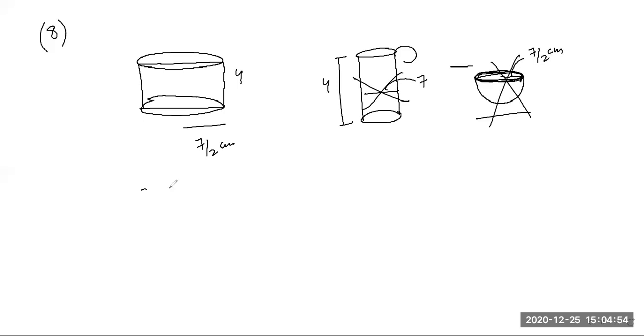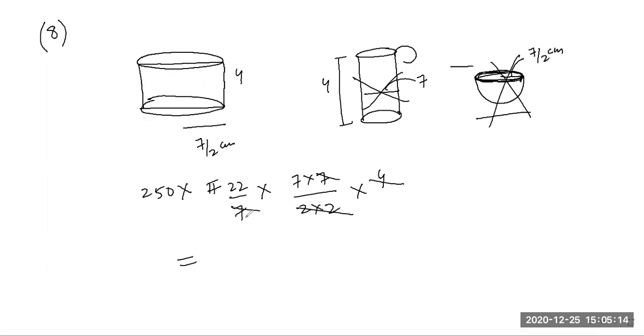So 250 into the volume of 1. Very simple. Volume of 1 is pi r square h. Pi is 22 by 7 into r square, r is 7 by 2, so 7 by 2 into 7 by 2, into h, h is 4. Am I right or wrong? 7 cancels with 7. 2 2s are 4 cancels with 4. So you got the answer. The answer is 154.